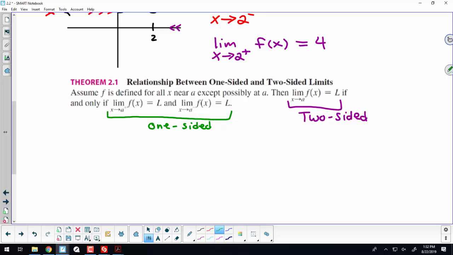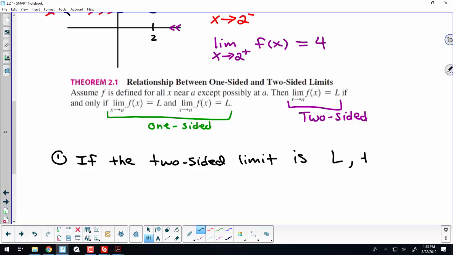So really this theorem is actually saying two things, four things really, if we think about the negation of the statement too. So what it's saying is, one, if the two-sided limit is L, then both one-sided limits are also L.